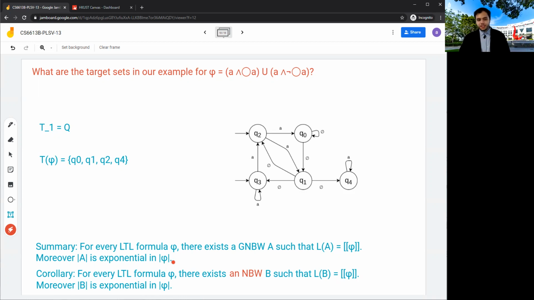So the number of subformulas is actually polynomial, and then the number of subsets of subformulas, which are our states, is exponential. And also at the very beginning of the session, we saw that if we have a generalized Büchi automaton, we can, in polynomial time, translate it to an equivalent normal non-deterministic Büchi automaton. So what we showed this session was basically that for every LTL formula phi, there is some non-deterministic Büchi automaton B, whose language is exactly the set of traces that satisfy the formula phi. And also the size of the automaton is exponential in the length of the formula.